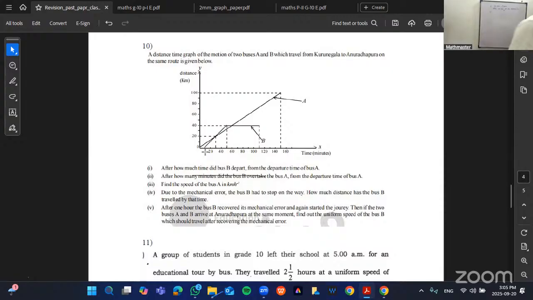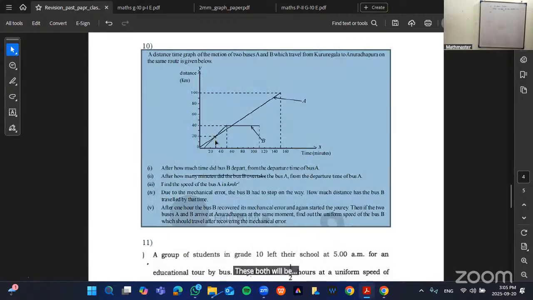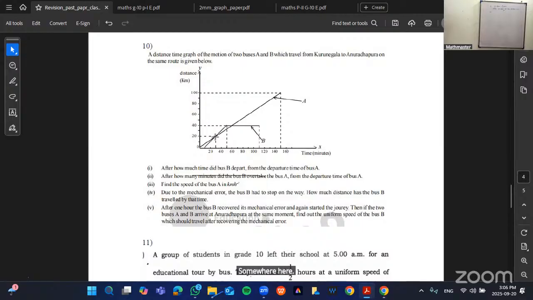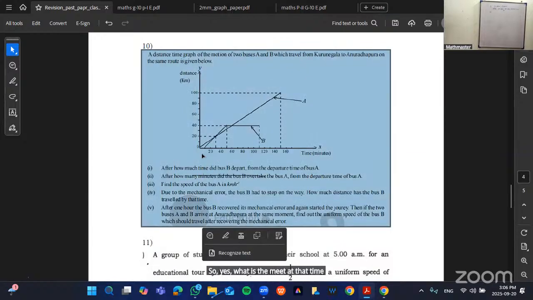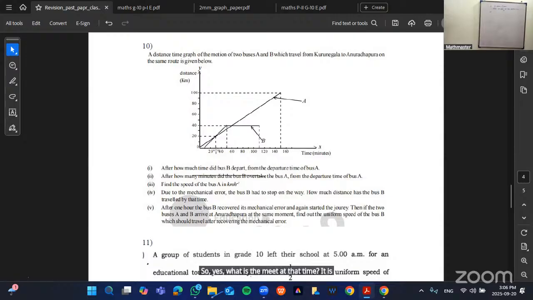Roman number 2. After how many minutes did bus B overtake bus A from the departure time of bus A? See where both of these overtake. Somewhere here, right? This is the point where bus A and bus B meet. What is the time at that point? It is 30 minutes. The answer is 30 minutes.